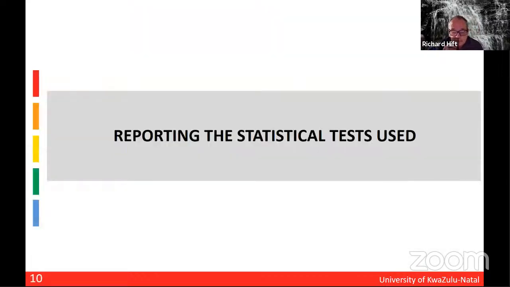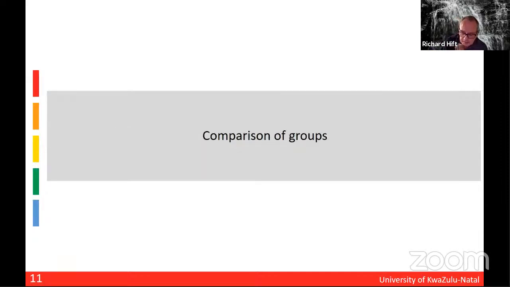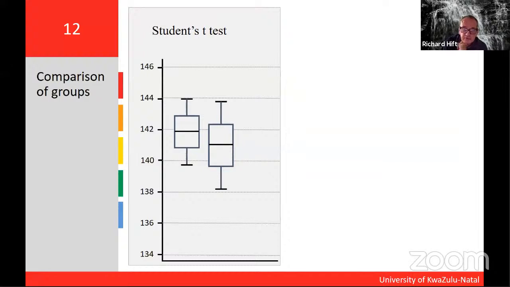Right, so that's a little bit of introduction, really. Now, when we talk about reporting actual statistical tests, one of the first ones that we're often going to do is comparing groups. Are males older than females? Did the control rats have a higher adrenaline level than the test rats, etc., etc.?